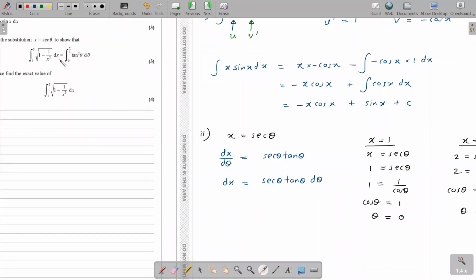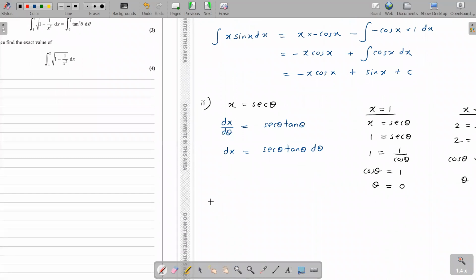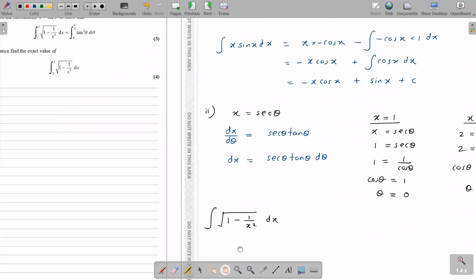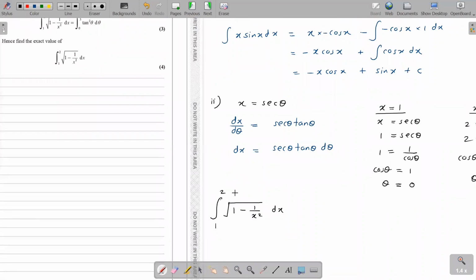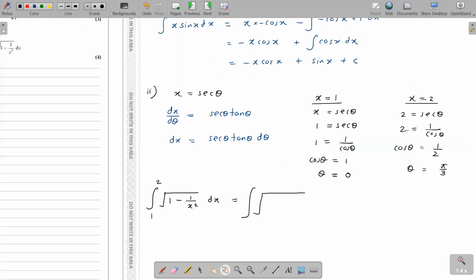After you find the replacements for your x limits, now it's time to substitute in the main equation. So we are supposed to integrate root 1 minus 1 over x square with respect to x, with limits from 1 to 2. Now let's do the conversion. I'm going to write this entire sum in terms of theta. The starting x limit 1 gives theta limit 0, and when x is 2, the upper limit is theta equals pi over 3.